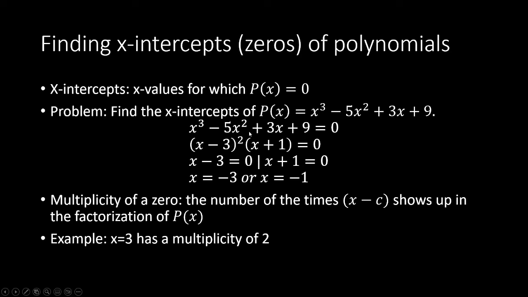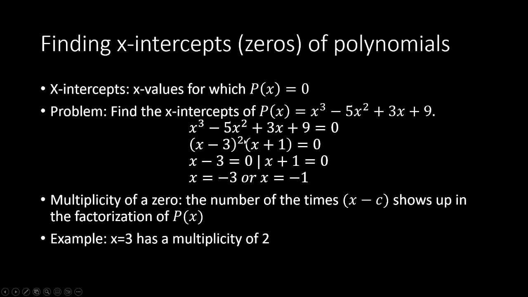So x cubed minus 5x squared plus 3x plus 9 can be factored as x minus 3 squared times x plus 1 equals 0. So you have x minus 3 equals 0 or x plus 1 equals 0. And if you solve that, you get x equals 3 or x equals negative 1. Now, if you think about it, this is an x cubed function. I'm supposed to have 3 zeros, but I only have 2.